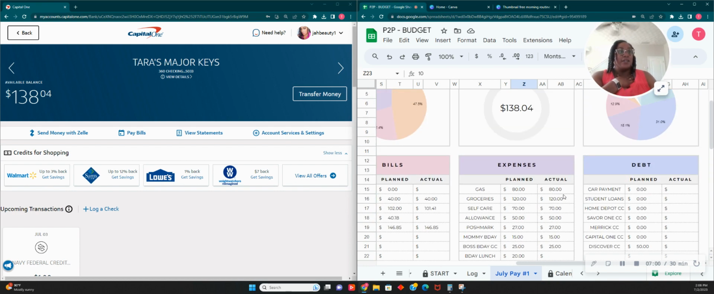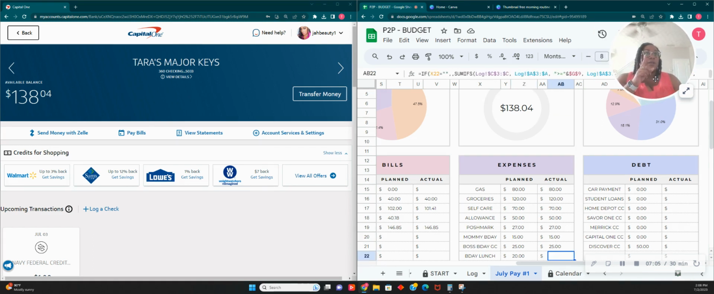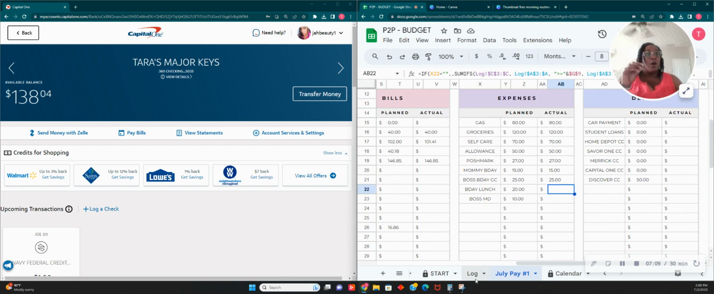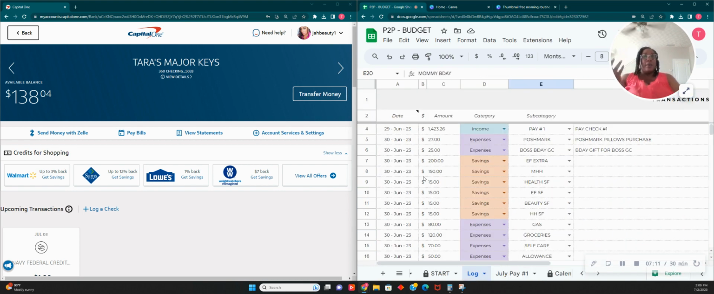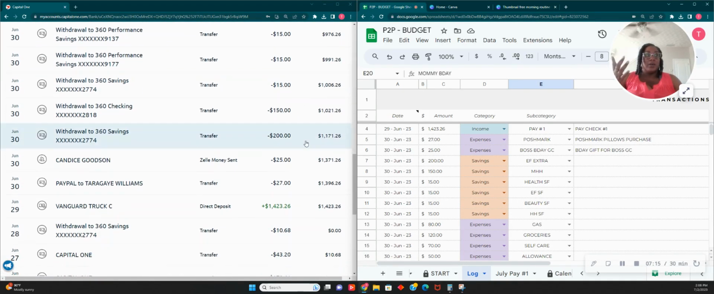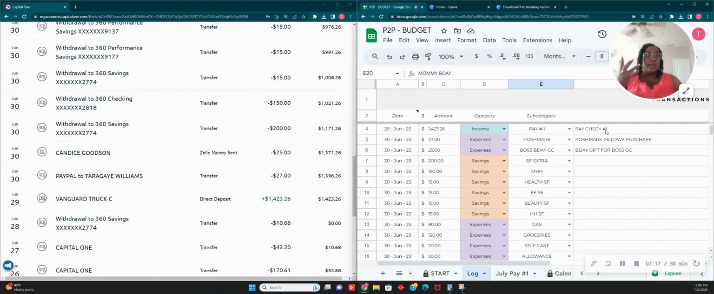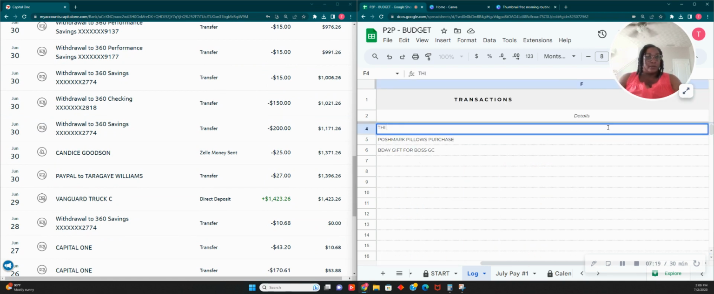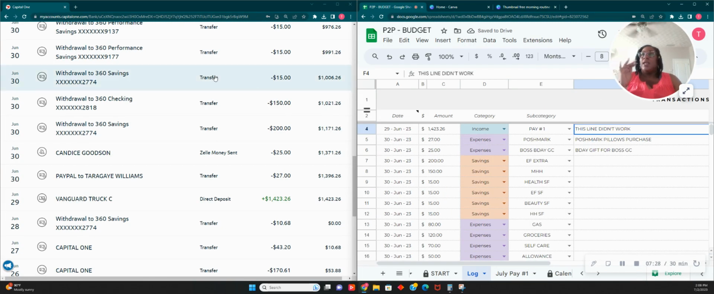Now you're like, Tara, how did these fill in? These are formulas. If you can tell, there's a whole formula up here, so you don't want to type over them. That's where the log becomes important. So when I'm going through my bank with you guys, this is where the log becomes important. Just ignore this line because this line didn't work, so it's not reflected anywhere. I don't know what's happening with that line. I'm not going to worry about it.